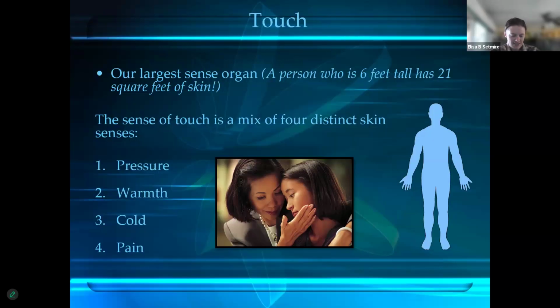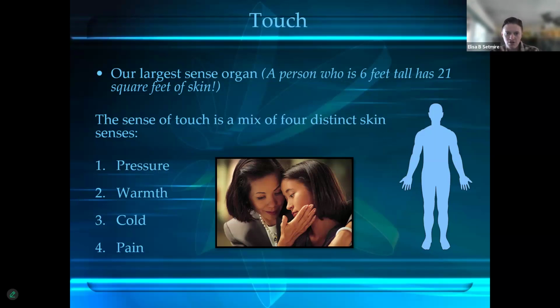We also possess the sense of touch. The skin is our largest sense organ. A person who is 6 feet tall has 21 square feet of skin. That's a lot of skin. Our skin protects us from the environment. It holds in bodily fluids, regulates our internal temperature, contains receptors for our sense of touch, which plays an important role in human interaction and emotion, like hugging and kissing and handshakes and so on.